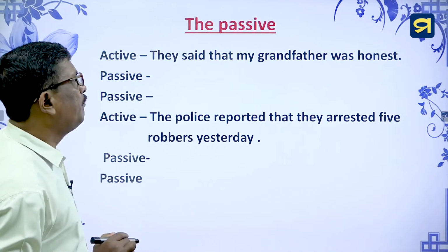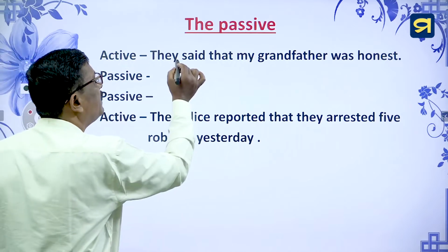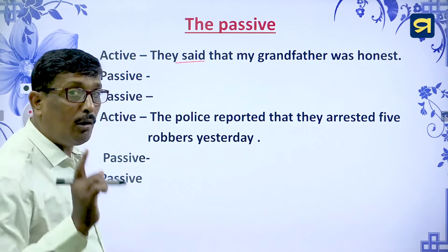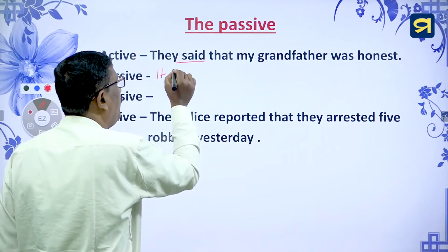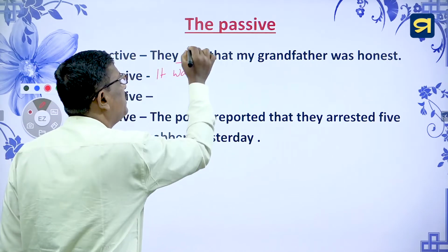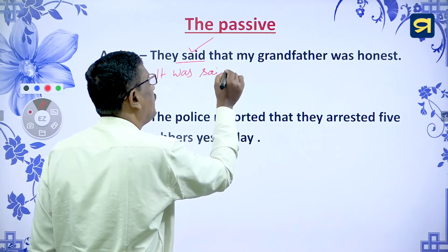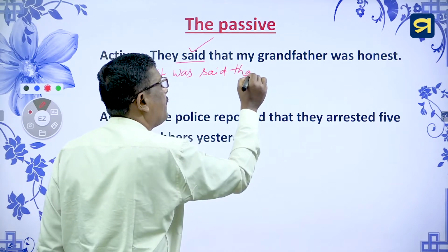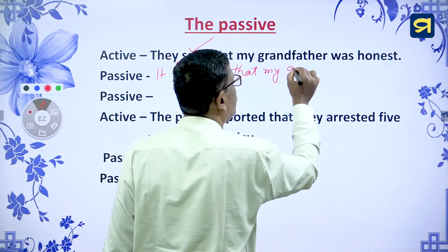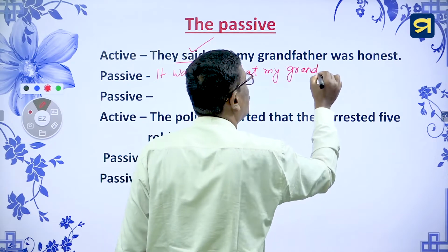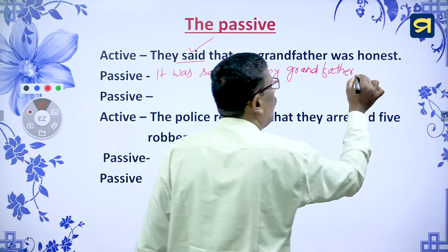They said that my grandfather was honest. You mark it, it is in simple past tense. So how will we change right now? Very good. It followed by was. Why is was used? Because it is simple past. It was said that my grandfather was honest.